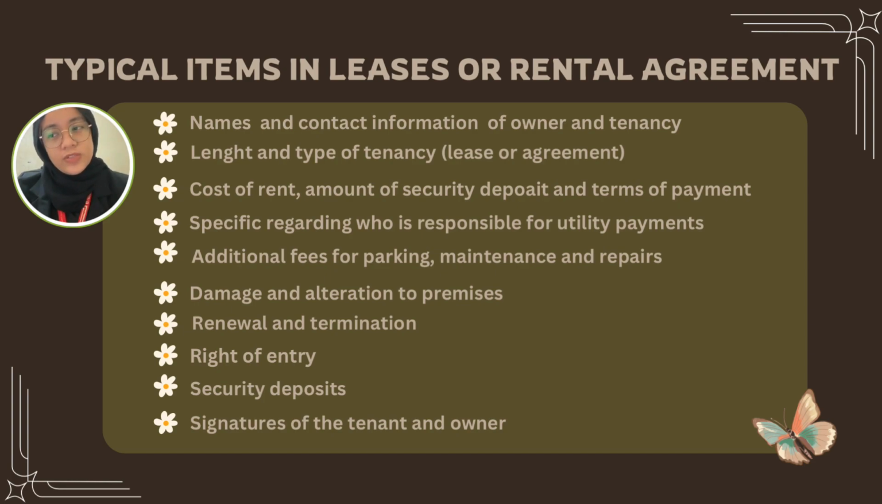So moving on to the next point, which is the responsibility for utility payment. Basically the utilities include electricity, water, gas, Unifi, Wi-Fi, and so on. So basically this is to clarify who will pay for the utilities. Okay, moving on to the next, which is the additional fees for parking, maintenance and also repair.